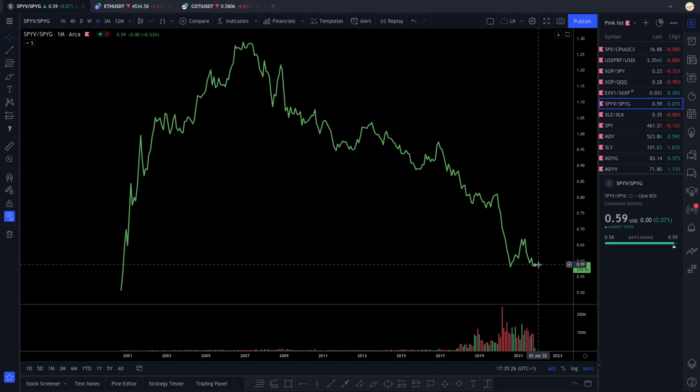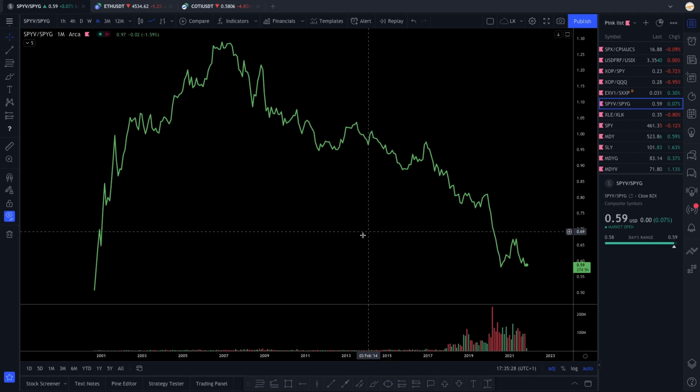You know the deal. The question for people is, when will this trend change? When will value become a better performing investment rather than tech? When will tech stop outperforming the market and value start outperforming the market? The answer is in this ratio.